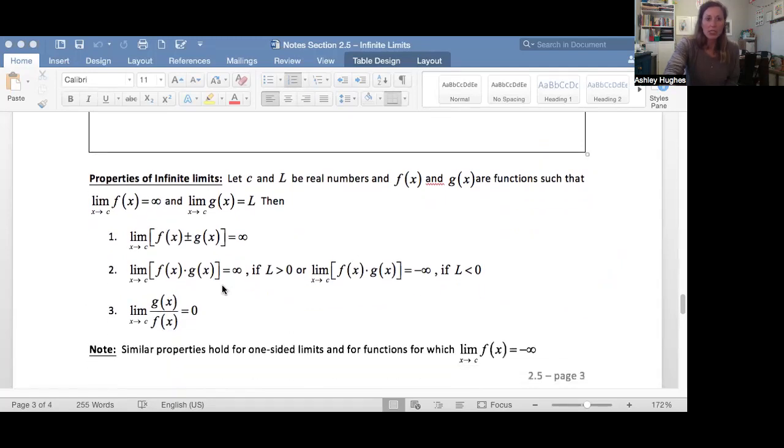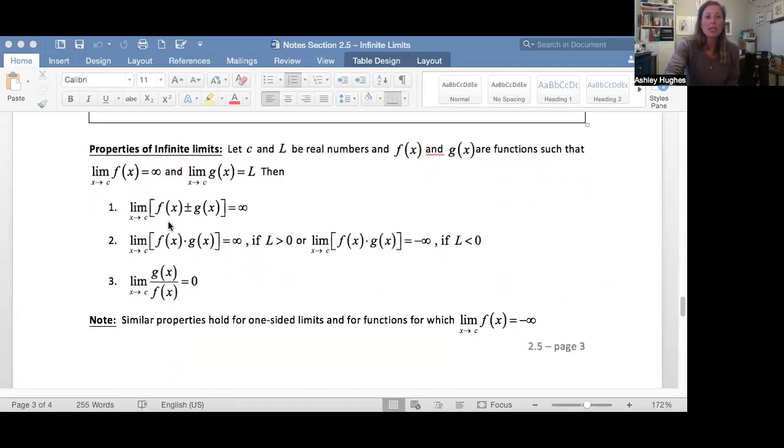Properties of limits, just kind of like properties of continuity: you can add or subtract limits. So if you have one going to infinity and the other one is going to infinity, then the sum would be going to infinity.